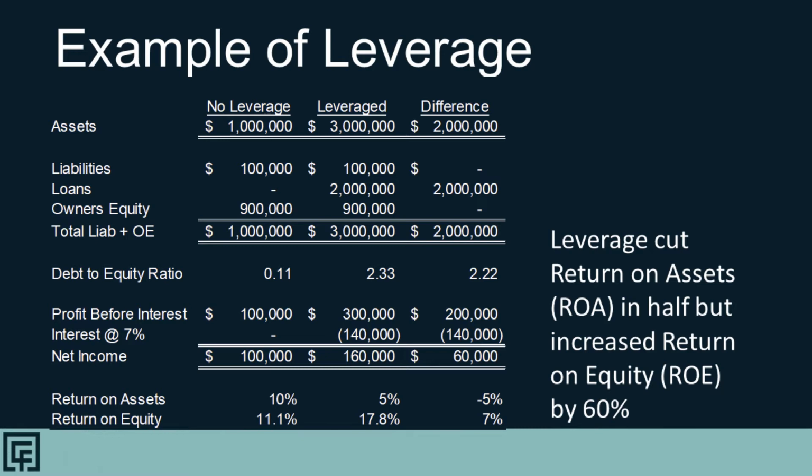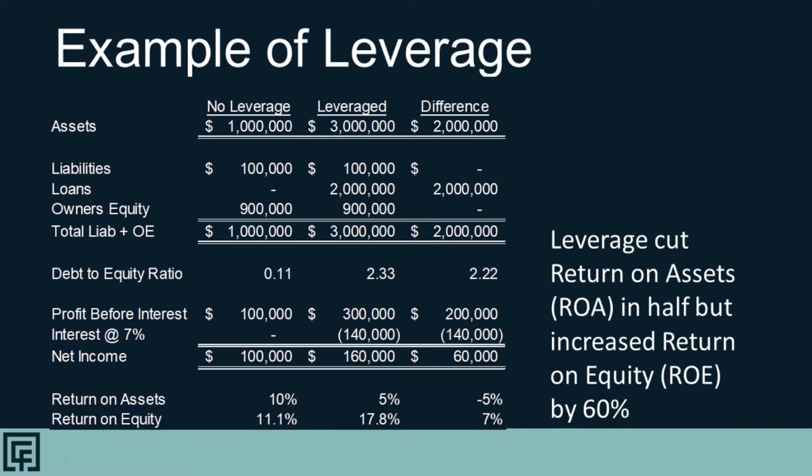The owners then decide to get bank loans to invest in company assets to magnify the return on equity. This is the second column. They borrowed $2 million, so the total assets are now $3 million. For simplicity, let's assume they still earn 10% on their assets before interest costs. Their profit before interest expense is $300,000. Assume the loan has a 7% interest rate. They would pay $140,000 of interest expense, so their net income is $160,000.